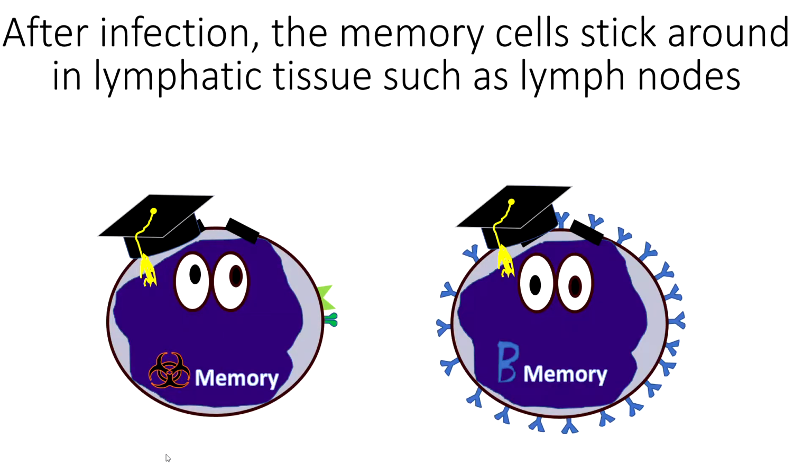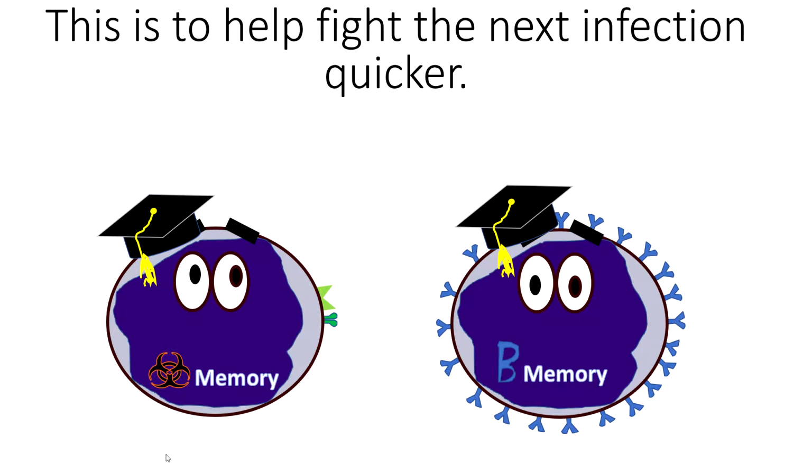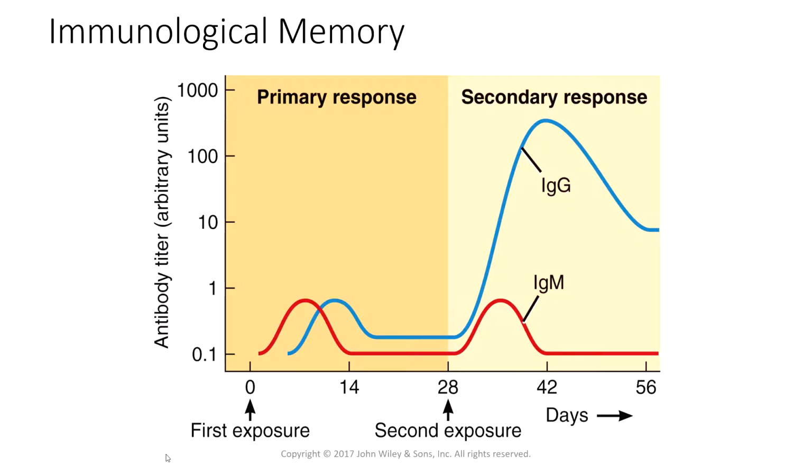After infection, the memory cells will stick around in the lymphatic tissue, such as the lymph nodes. This is to help fight the next infection a lot quicker. So there is a little famous graph. This one comes from John Wiley and Sons back in 2017. But we're going to go ahead and take a look-see at this.